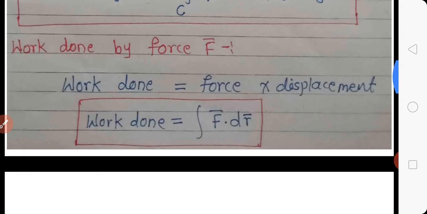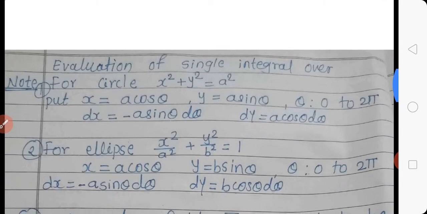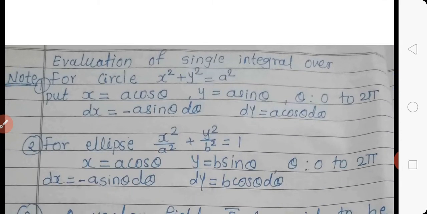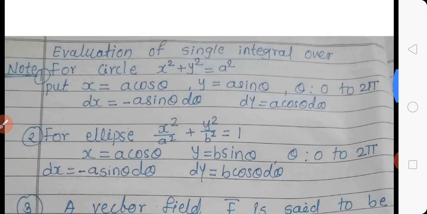Now we see some basics to calculate the integration. For evaluation of a single integral over the circle x square plus y square is equal to a square, we can use x is equal to a cos theta, y is equal to a sin theta, and theta varies from 0 to 2 pi. If x equals a cos theta, then dx is minus a sin theta d theta. If y is equal to a sin theta, then dy is equal to a cos theta d theta.